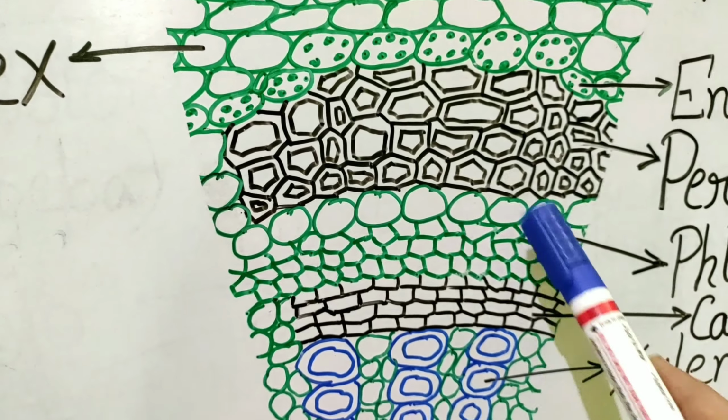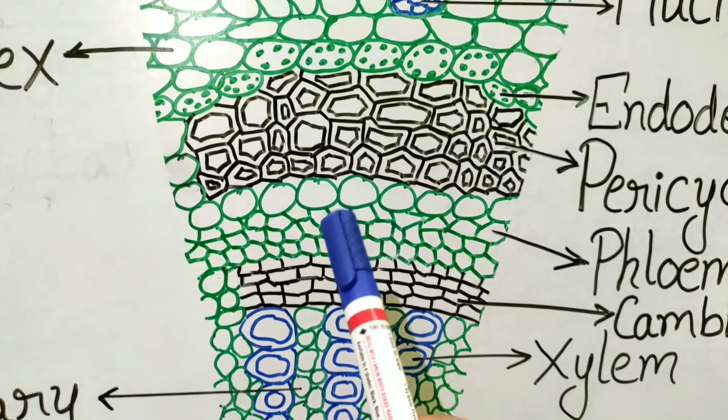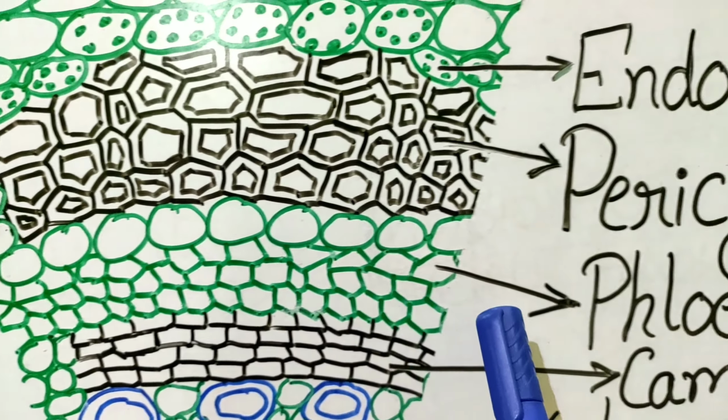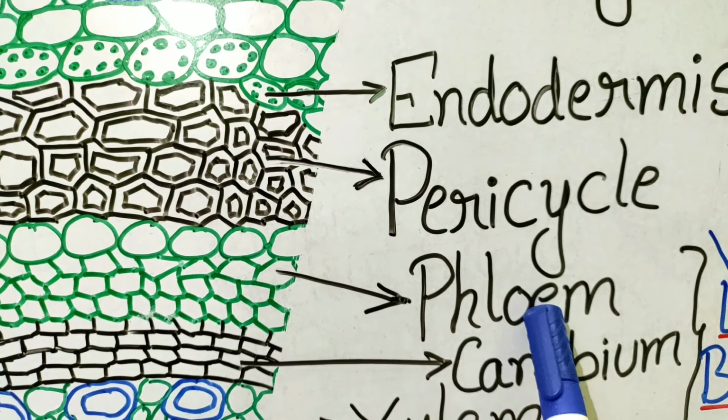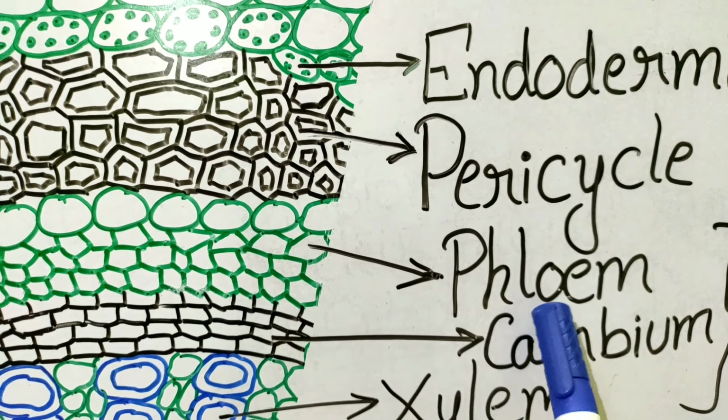That this region is very important in the sense that it contains the conducting tissues. Now these small green color cells which I have drawn here are called the phloem. Okay, these are called the phloem, which helps in the transportation of food materials within the plant's body.